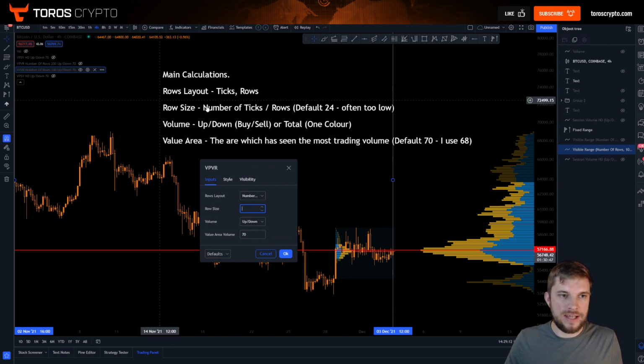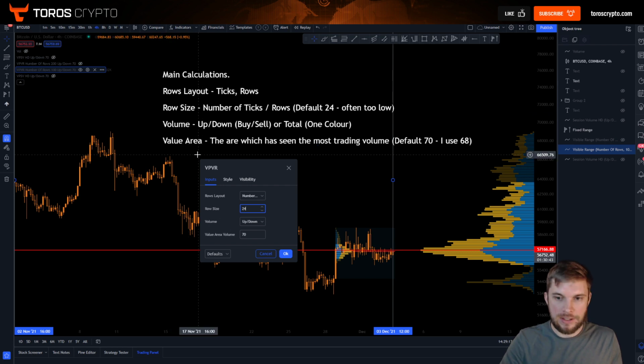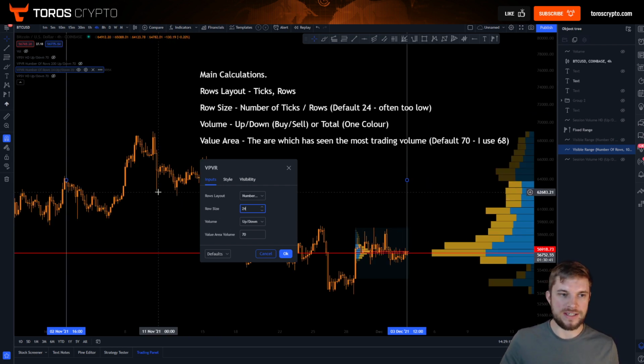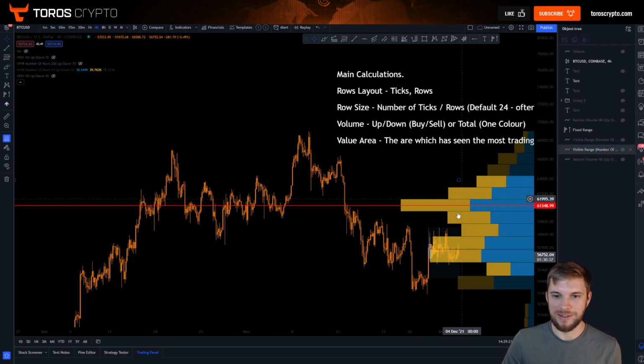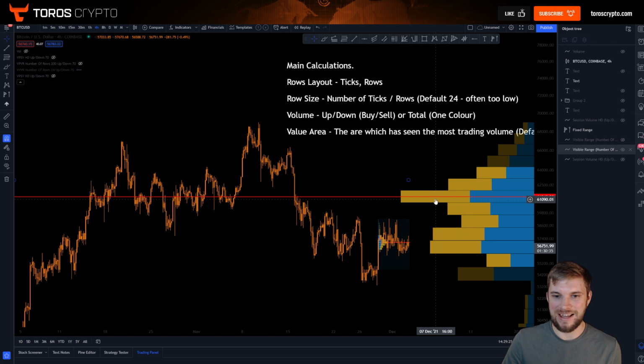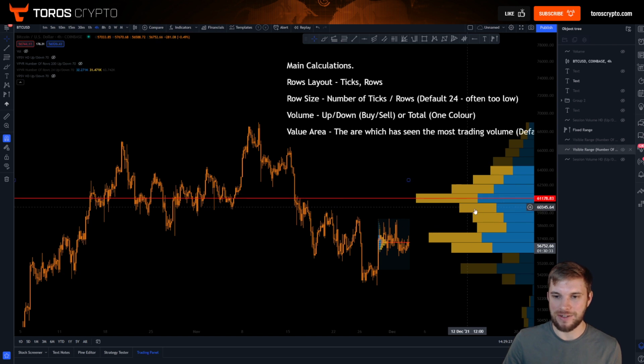So you see here the next section being your row size. Now TradingView will give you 24 as default, but for me that doesn't really give me a lot of information. Okay, we can look at this and it's just big areas that you're looking at. That's a massive zone of price. You're looking from 61,700 all the way down to 60,700. It's like $1,000 worth of price there.